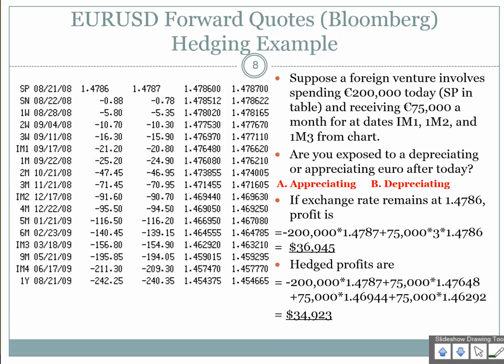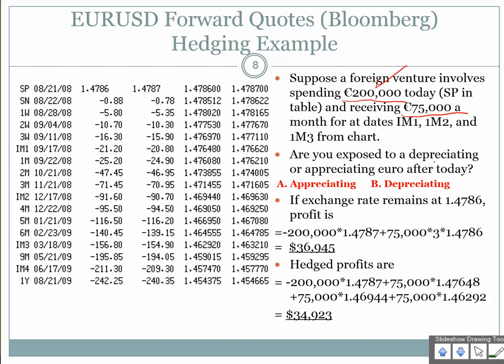Here's another example of using forward contracts to hedge. Suppose you enter into a venture which is going to cost you 200,000 euros today, and you're going to receive 75,000 euros in 1 month, 2 months, and 3 months. The question is, well, once I pay the 200,000 euros today, what is my exposure now? Am I exposed to an appreciating or depreciating euro?